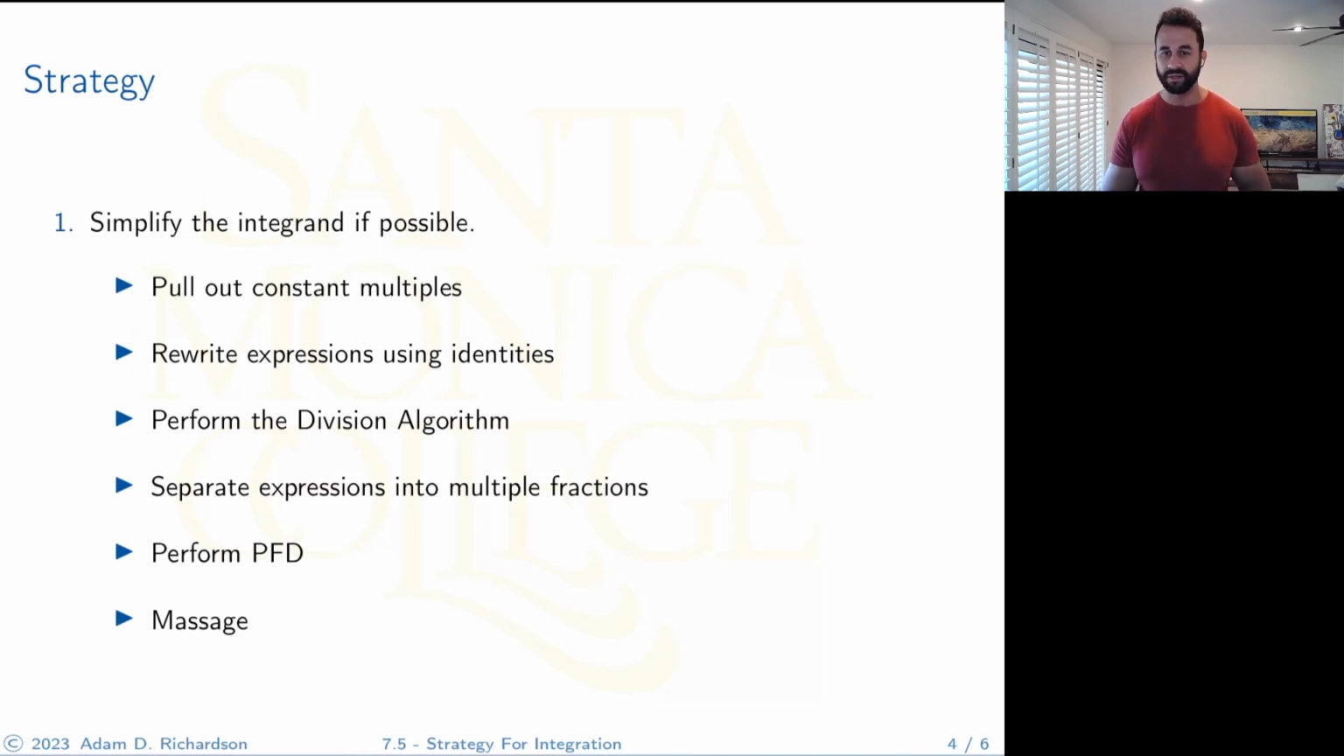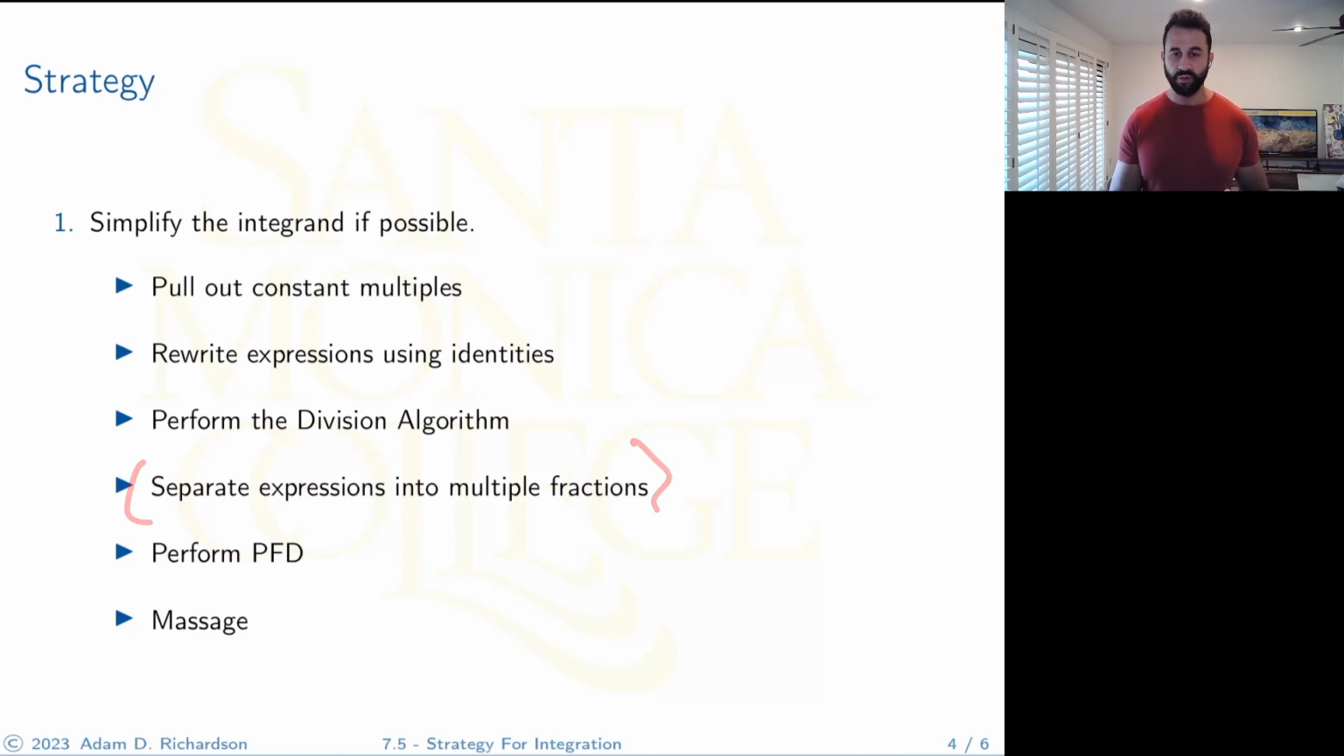Rewrite expressions or integrands using identities. So with the trigonometric integrals, we were able to evaluate those by using a lot of trigonometric identities, right? So maybe try that. If you've got a rational function, perform the division algorithm. If you notice the degree of the numerator is greater than the degree of the denominator, perform the division algorithm, and that can help you out. It can give you a simpler integral.